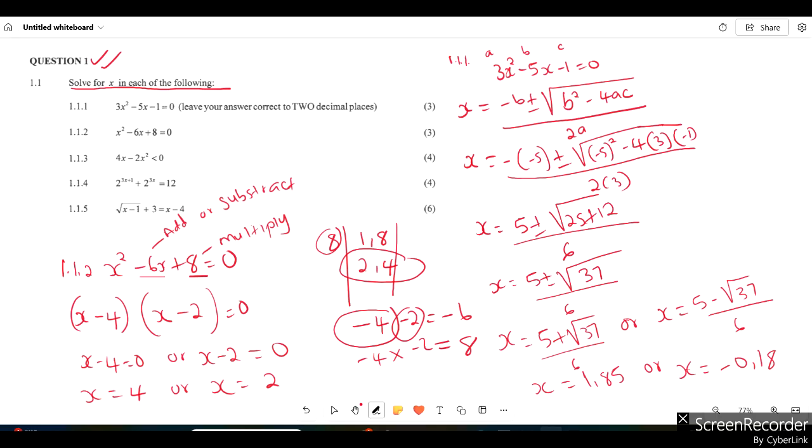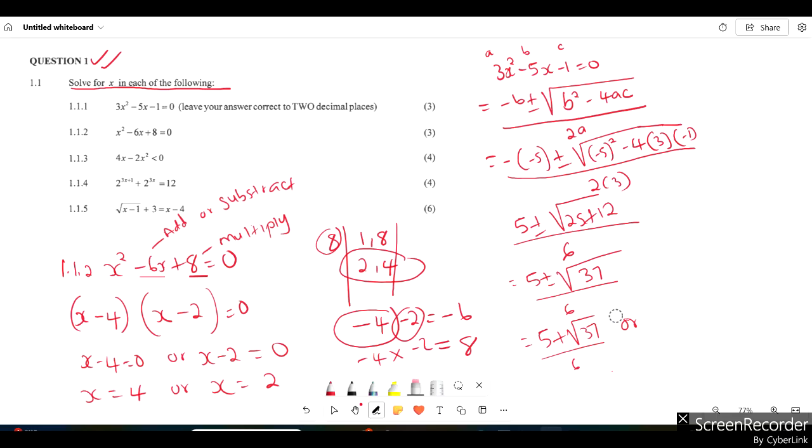Guys, let's proceed to the next question. Let me quickly rub this part so that you can see the questions and their answers, so that we can continue with our lesson.